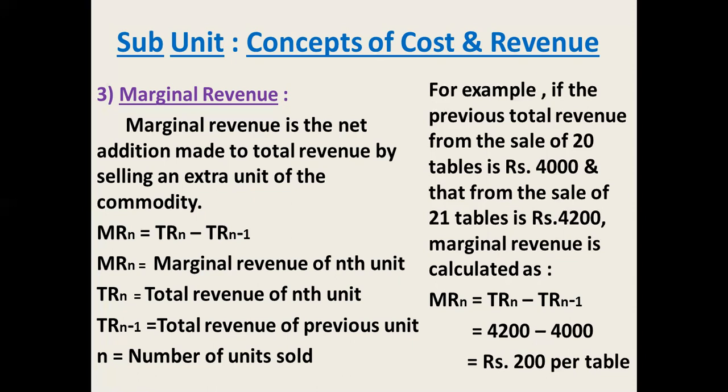Students, this point is most important for your board exam. The concepts of cost and revenue are so simple and so easy. In the concepts of cost, there are also three types. The first is total cost, second is average cost, and last is marginal cost. The same thing we have repeated in the concepts of revenue: total revenue, then average revenue, and last the marginal revenue.